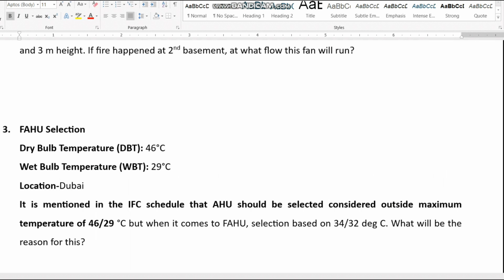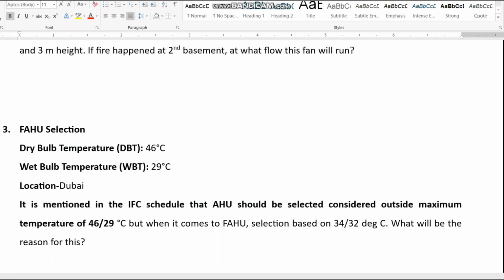And here's the third question. We have an FAHU selection. Let's say the location is Dubai, and we have considered a dry bulb temperature of 46 degrees Celsius and a wet bulb temperature of 29 degrees Celsius. It is mentioned in the IFC schedule that we received from the consultant that the air handling unit should be selected considering a maximum outside temperature of 46 by 29 degrees Celsius. But when it comes to the FAHU, fresh air handling unit, selection should be based on 34 by 32 degrees Celsius. This condition is for Dubai. Based on different locations, this temperature will vary. Here I have given the example only for Dubai.